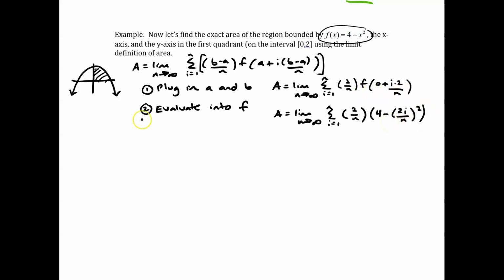Okay. Step 3. Let's simplify. And so if I simplify, then I have A is equal to limit n is going to infinity, summation, i is going 1 to n, and I've got 2 over n multiplied by the following, let's just write this as 4 minus 4i squared over n squared.